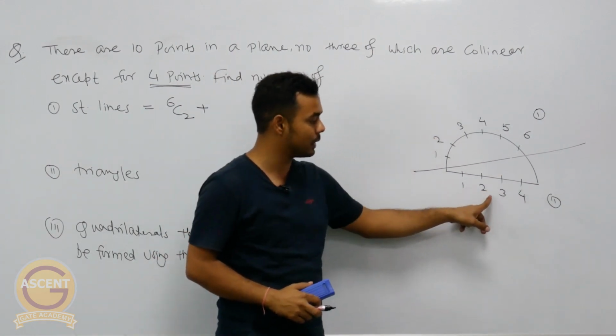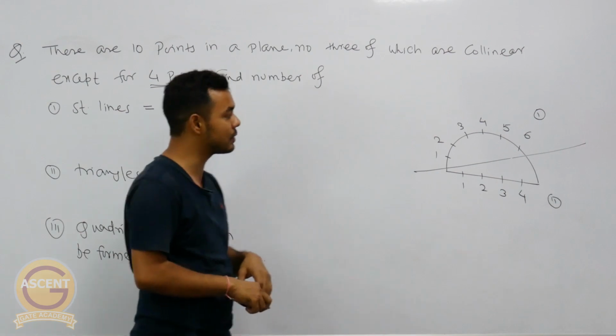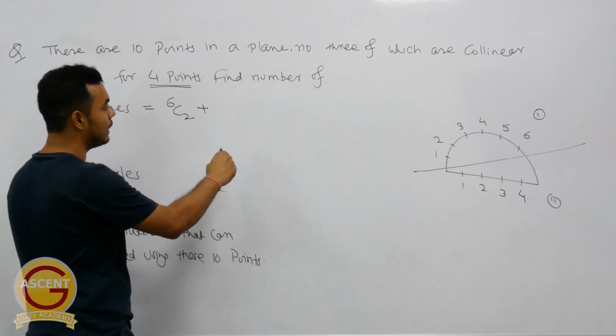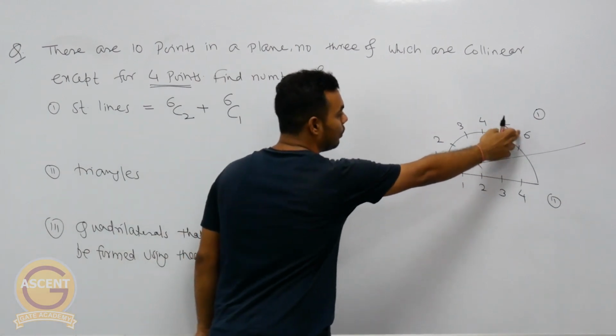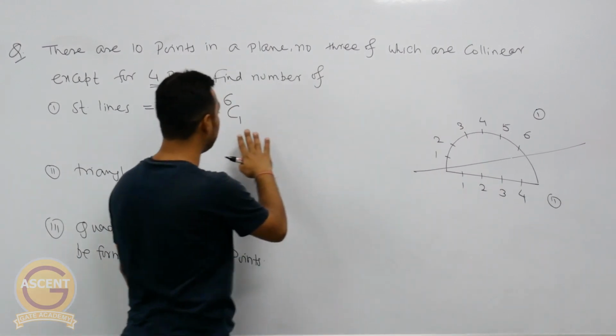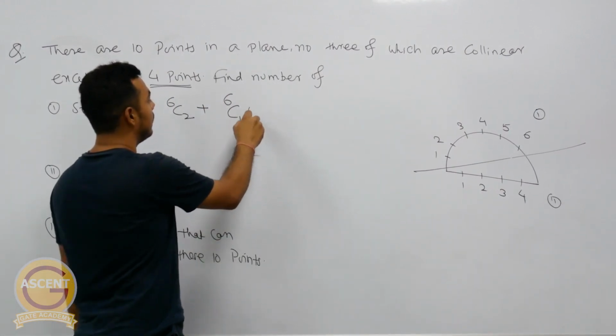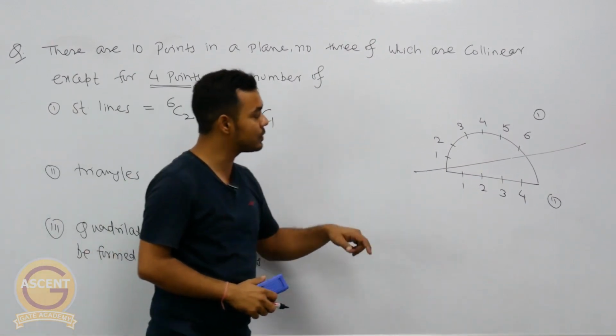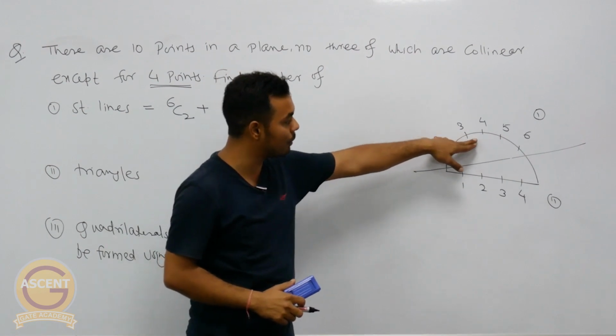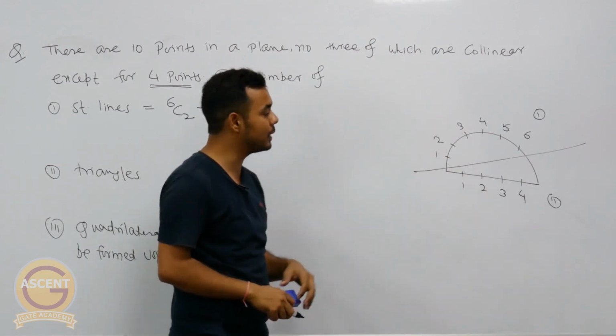Now the second possibility is that we can select 1 point out of these 6 points and 1 point from these 4 points, and in that case also we'll get one straight line. So the number of straight lines in this case will be 6C1, since I'm selecting any 1 out of these 6 points, into 4C1. So this will be the number of straight lines formed by taking 1 point from region 1 and 1 point from region 2.